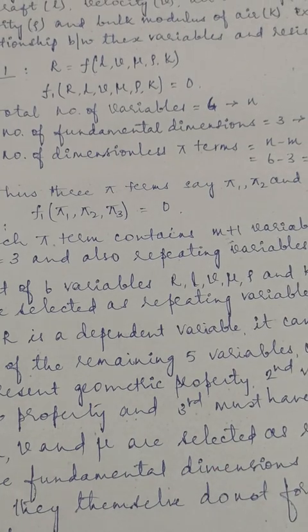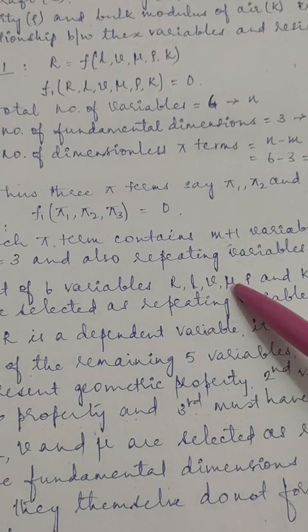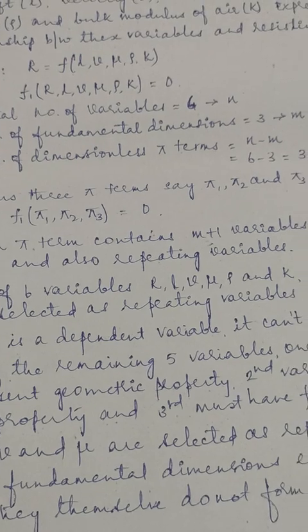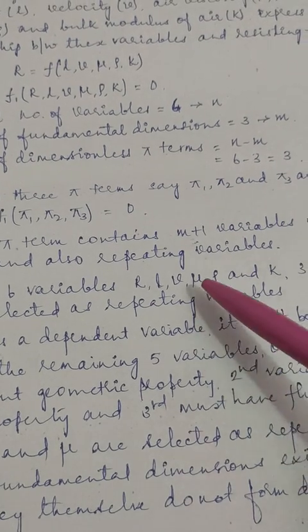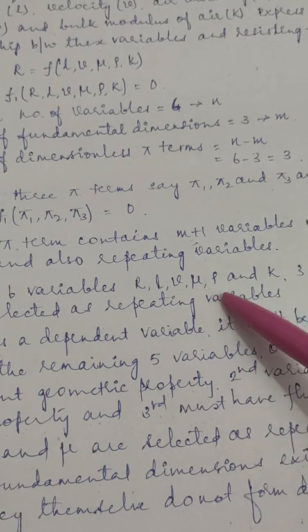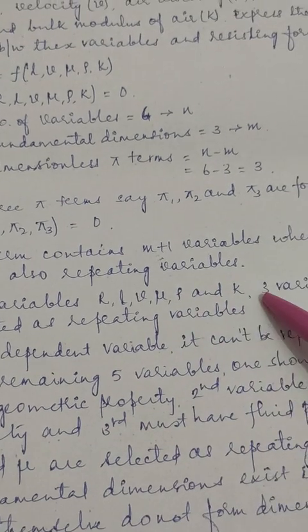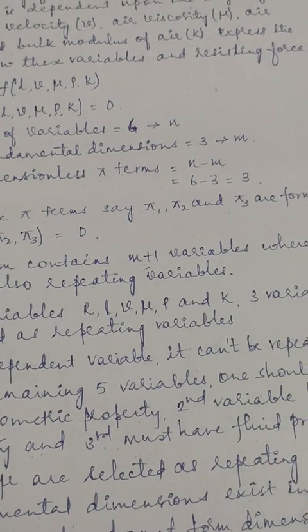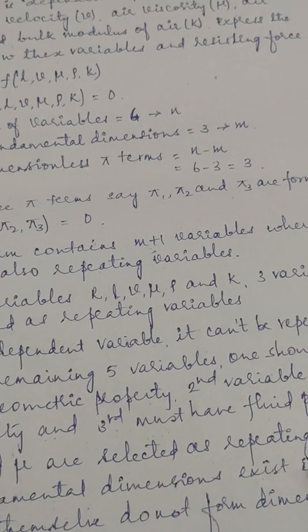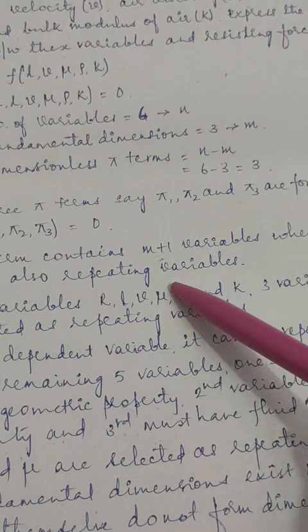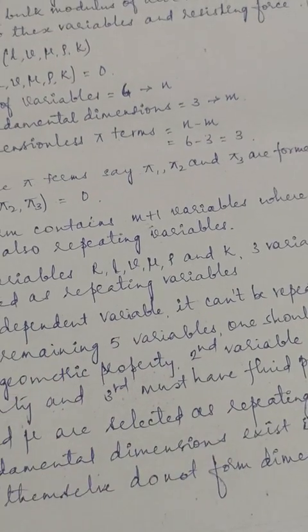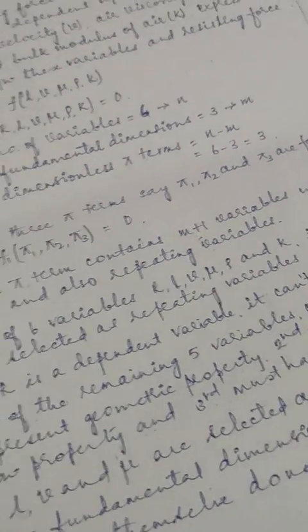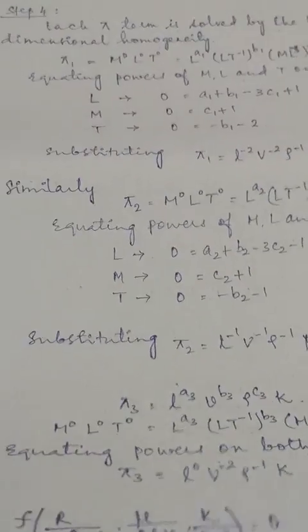So I can select randomly any one of these 3. I am taking mu, that is viscosity, as the fluid property. Instead of mu, we can take density as well as bulk modulus also, which are also representing the fluid property. So randomly I am taking viscosity as the fluid property. Now let us see how to write the individual pi term.